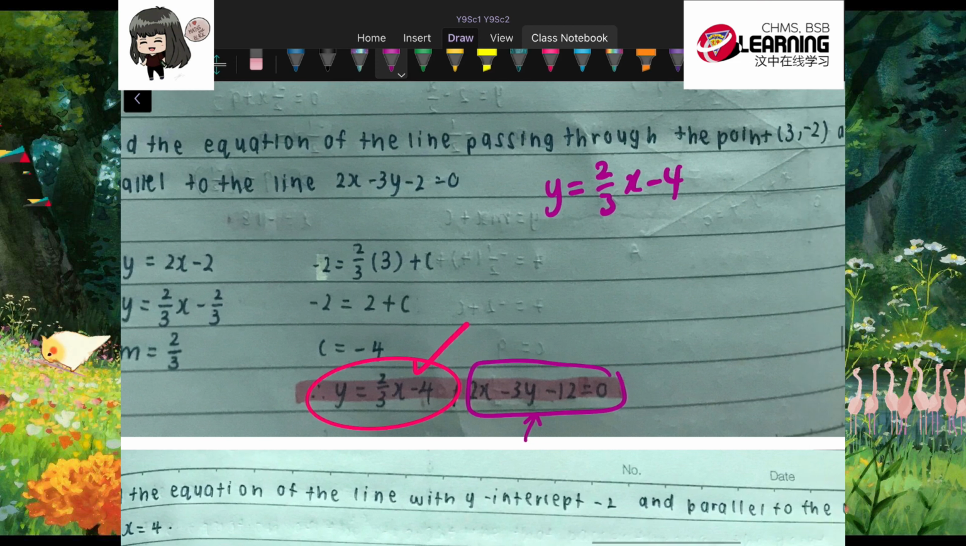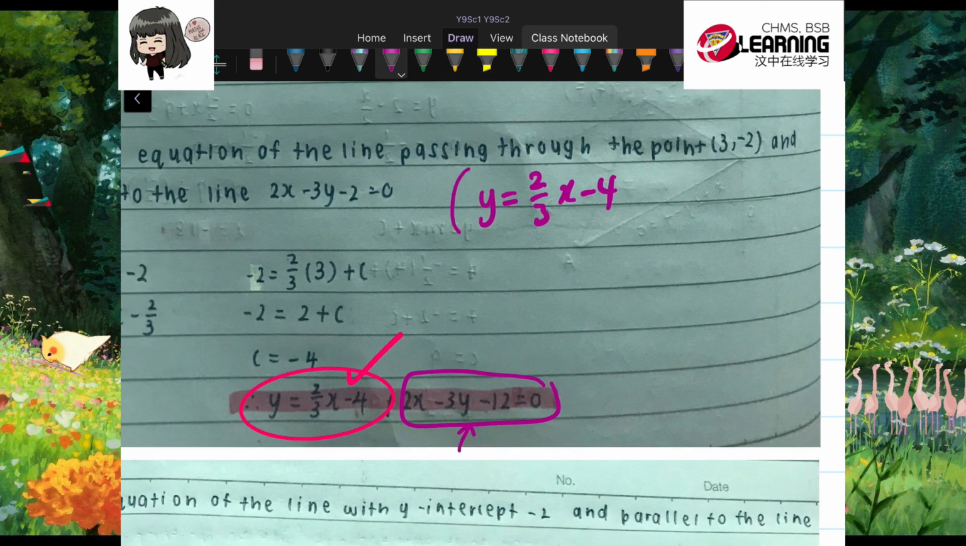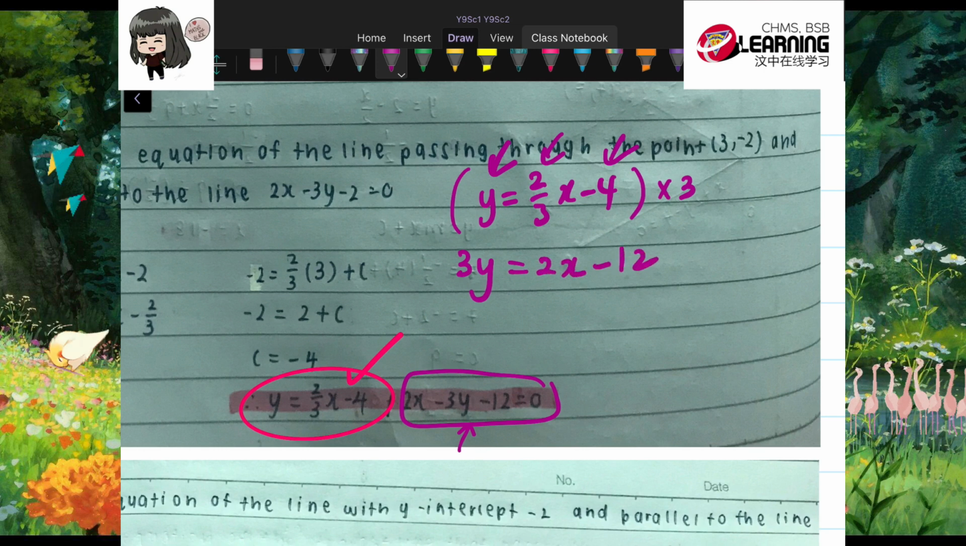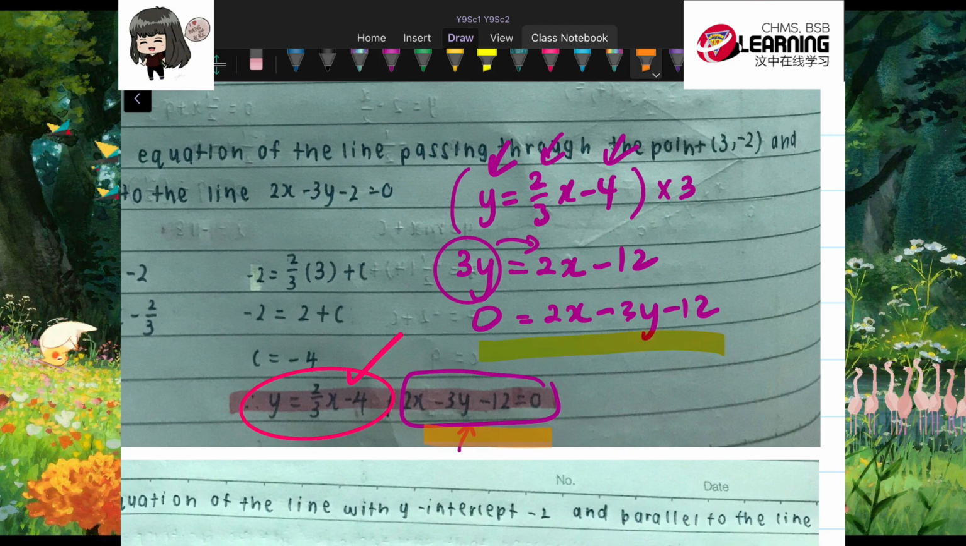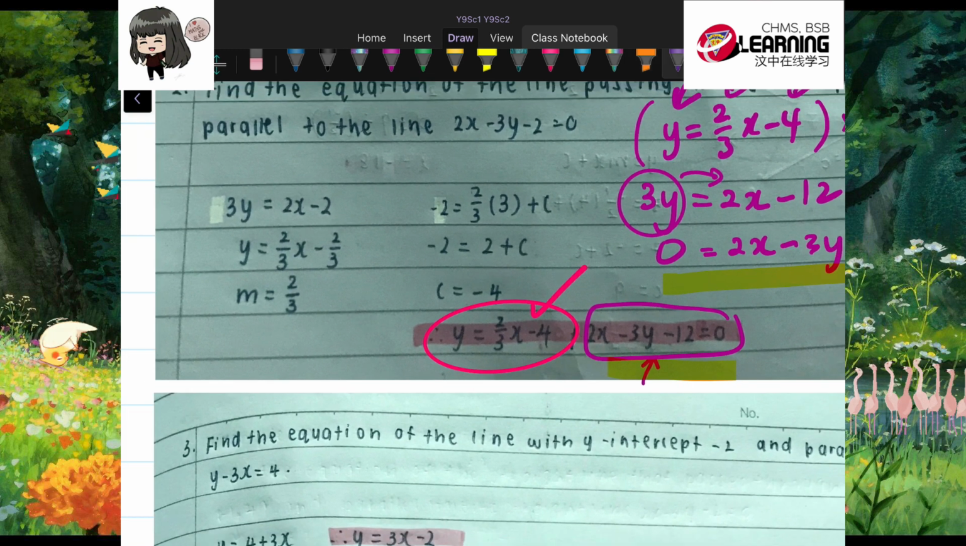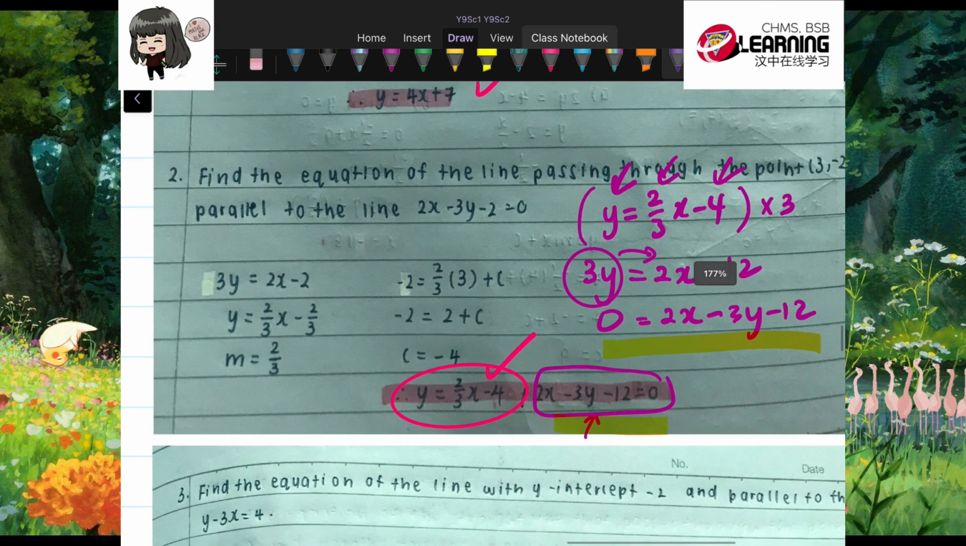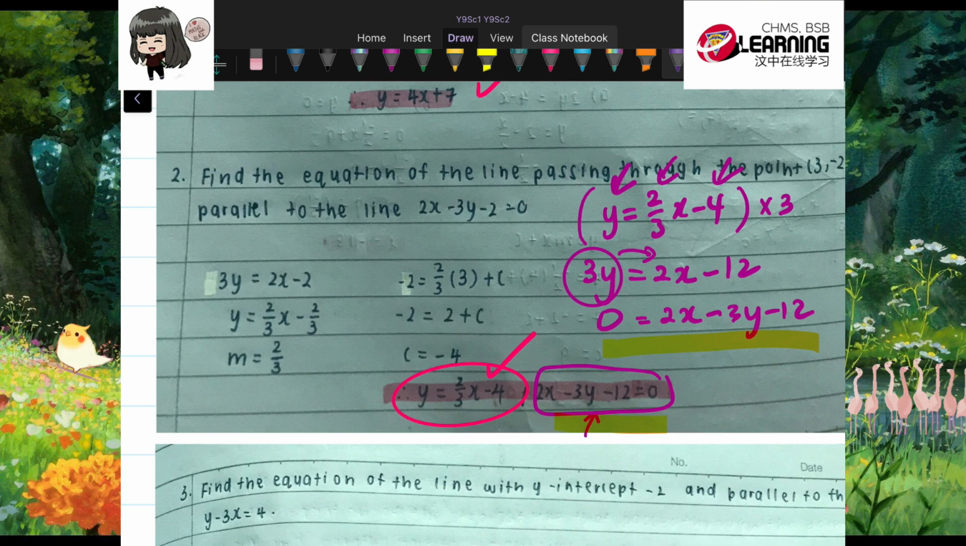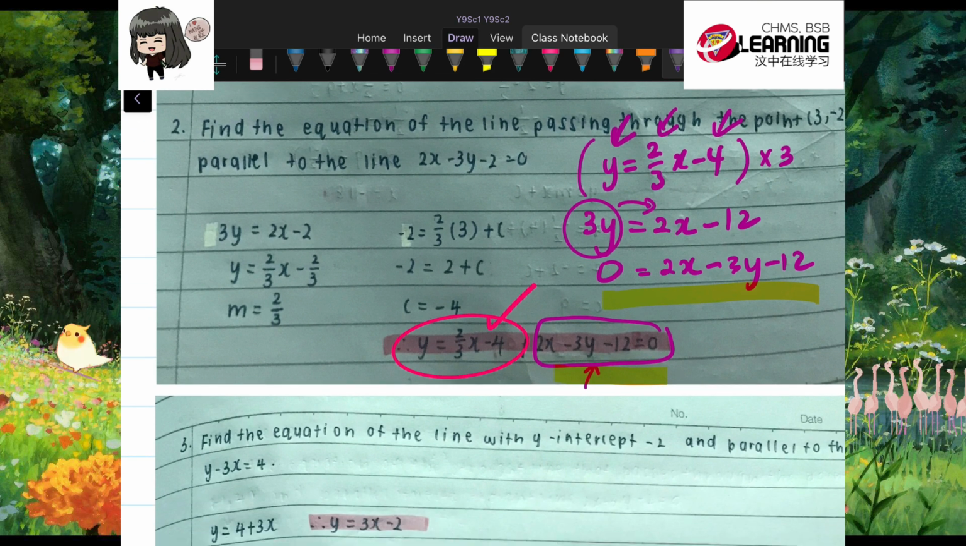If your answer is already y equals 2 over 3x minus 4, let's say you times 3 for everything, times 3, times 3, times 3, this one will become 3y equals 2x minus 12. And then when you move the 3y to the other side, it becomes minus. It's the same. But if you leave your answer as y equals 2 over 3x minus 4 also can, because they did not ask you to form the equation in any form that they want. So y equals mx plus c is just fine.